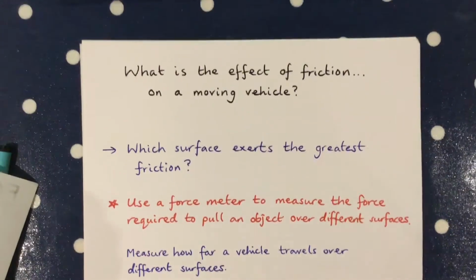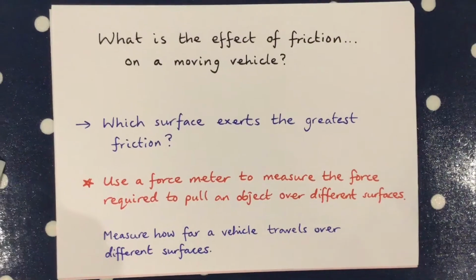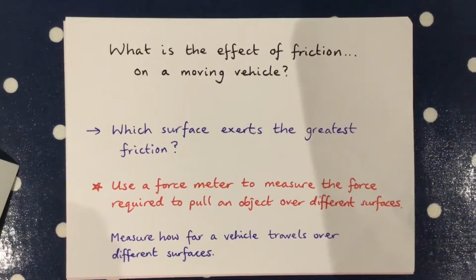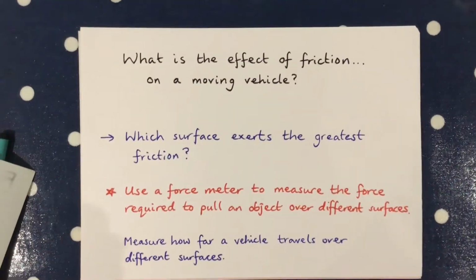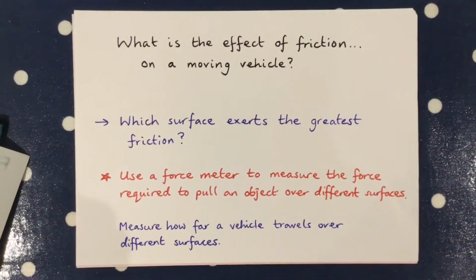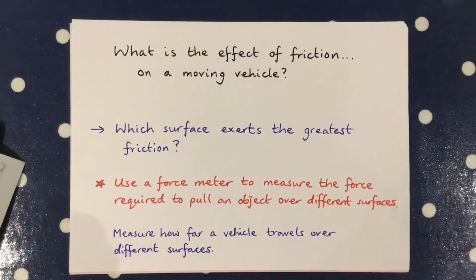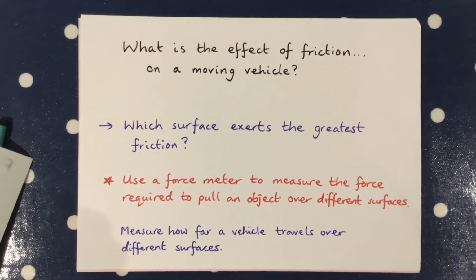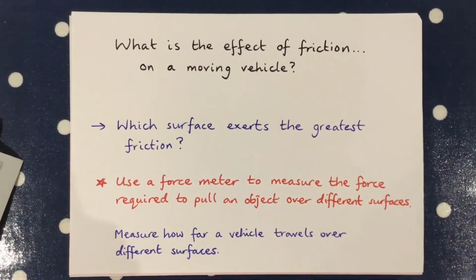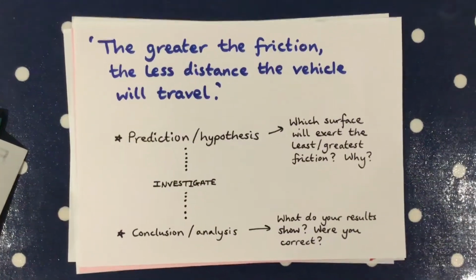Now, if we were to investigate this in school, we could use more technical equipment, like using a force meter to measure the force required to pull an object over different surfaces. So we could pull an object with a force meter attached, and we could see which surface requires the greatest force in order to pull the object. However, if you're like me and don't have a force meter kicking about at home, we can adapt that and still do a similar investigation. We're going to measure how far a vehicle travels over different surfaces. So we'll talk about how to set up the investigation in a moment.